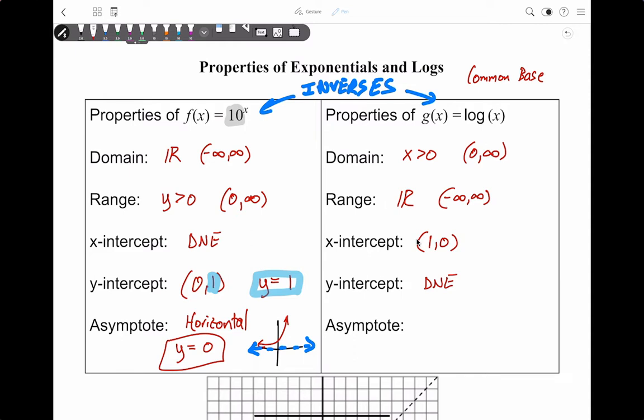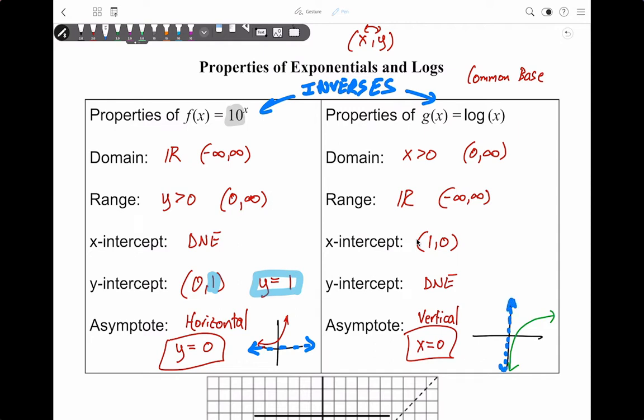And then the asymptote. This is where it is kind of the same, but we have to flip-flop for inverses. So when we flip-flop for inverses, just remember the x and y's flip-flop. That's the big conceptual understanding of what's happening with inverses. So we're not going to have a horizontal asymptote. We're going to have a vertical asymptote, and it's going to be x equals 0. Okay? And again, from the graph, the log of x looks like this, and it has a vertical asymptote at x equals 0. That's what's going on here.